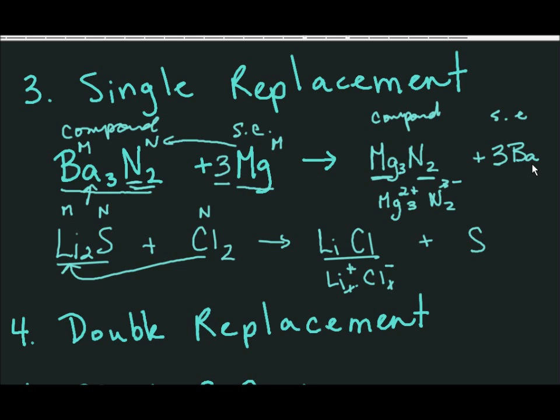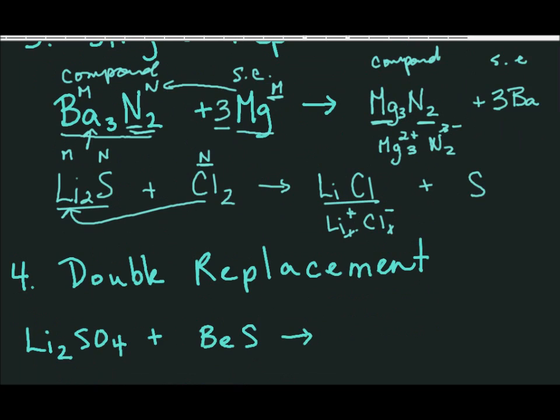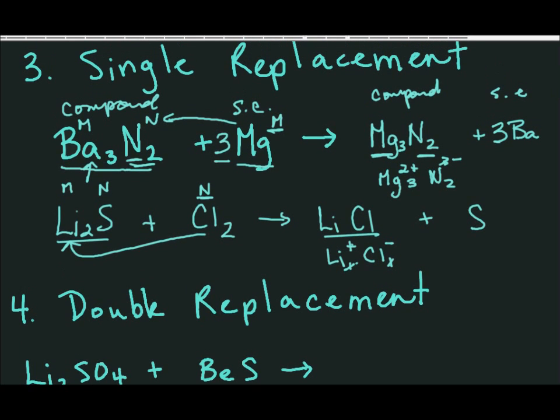So those are the single replacement reactions. We've got a compound and a single element. The single element steals one of the members of the compound, forms a new compound, leaving the other element in the original compound by itself. And it does depend whether you've got a metal or a non-metal as that single element as to what the new compound is going to be. So keep in mind that as you're going forward.